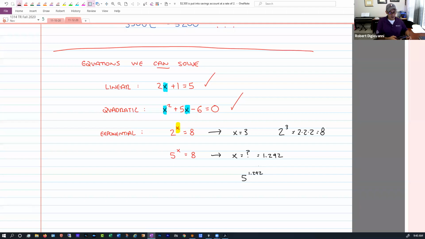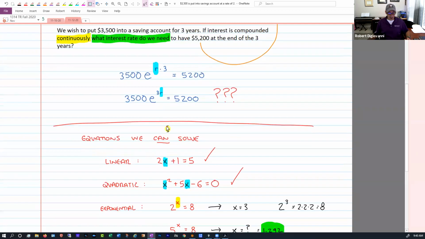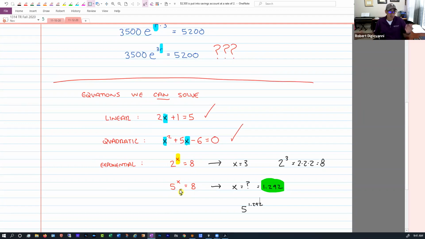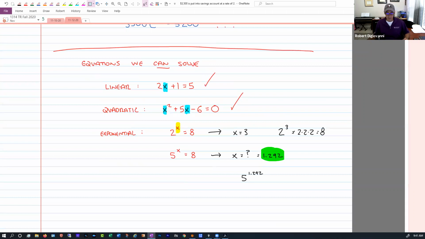I get 7.9996. So it's close, right? So how in the world did I figure out 1.292? That's what today is about. How do we go about solving things when the variable we're looking for is up in an exponent? If we go back to the question where I was asking how we solve for r, do you notice that the r is up in an exponent? Because it's up top, that's exactly like a problem like this. So that's what today's about. I hope that helps in terms of why we are doing this.